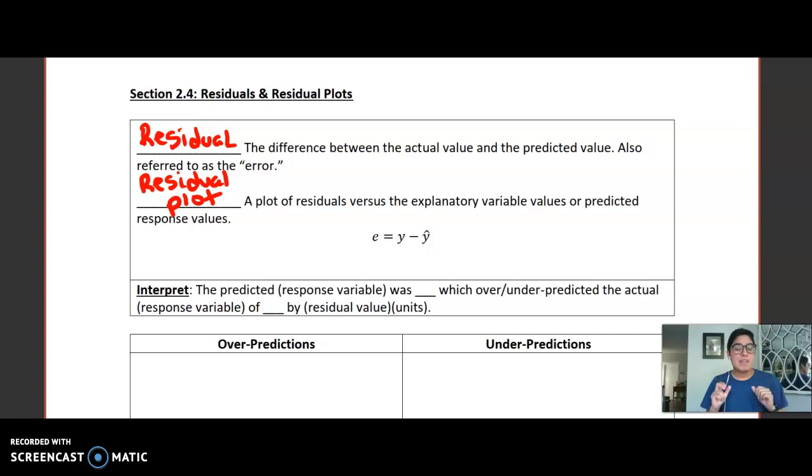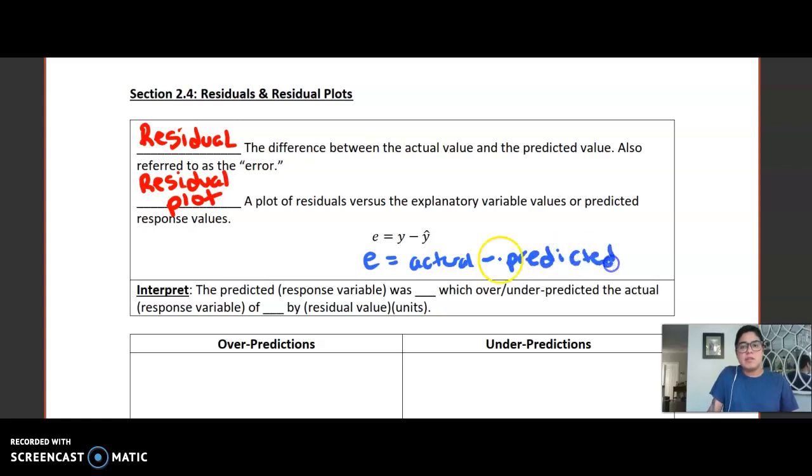But this is a p statistic, so just remember the residual equals actual minus predicted. And again, that little hat on the y there just means a predicted response. So this really translates down to, the error is the actual minus the predicted, AP stats. Okay, and the way we interpret residuals is just that the predicted response variable was an under or over prediction of the actual by about this many units, etc.